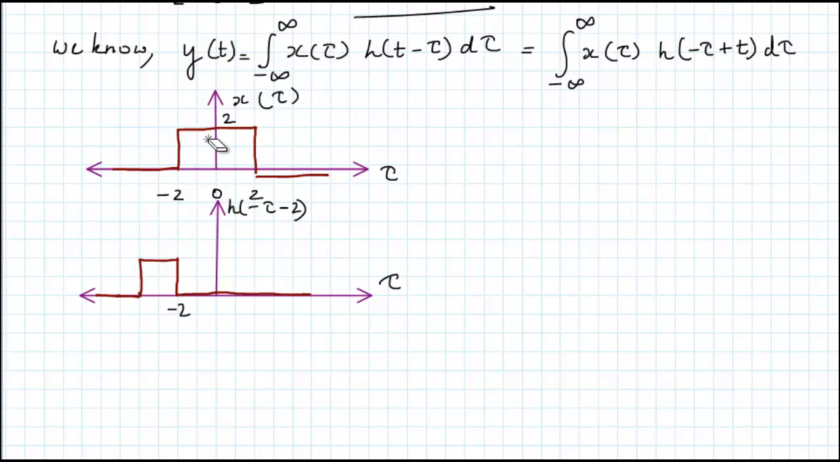Now when I am going to multiply, I will get y of t. For t, if I have taken minus 2, so for t less than or equal to minus 2, the value of y of t is always going to be 0, because the multiplication of both these signals will always become 0, and the integration of that will give me a value 0. Because its value is 0, y of t is going to be equal to 0.